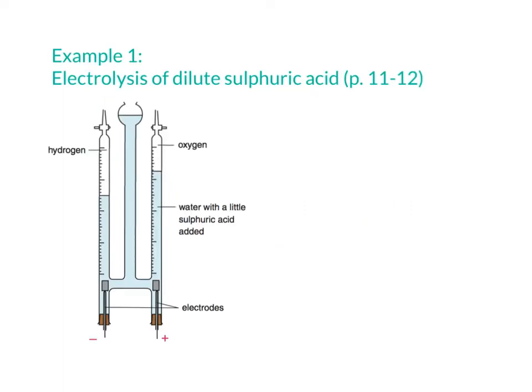So the first one, we'll have a Hofmann voltameter. You better remember the spelling of this setup. So 1 F and 2 N, okay? And this is not voltmeter. This is voltameter, with an A in the middle.